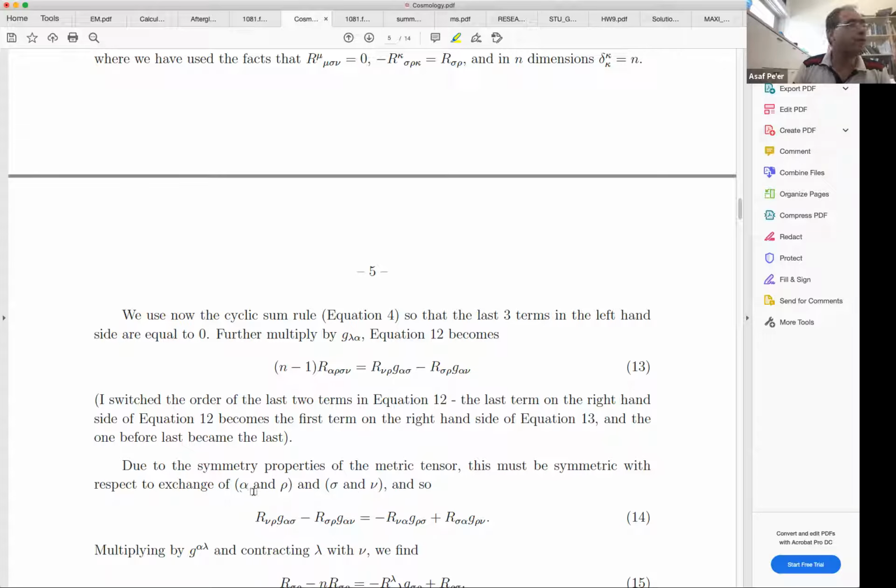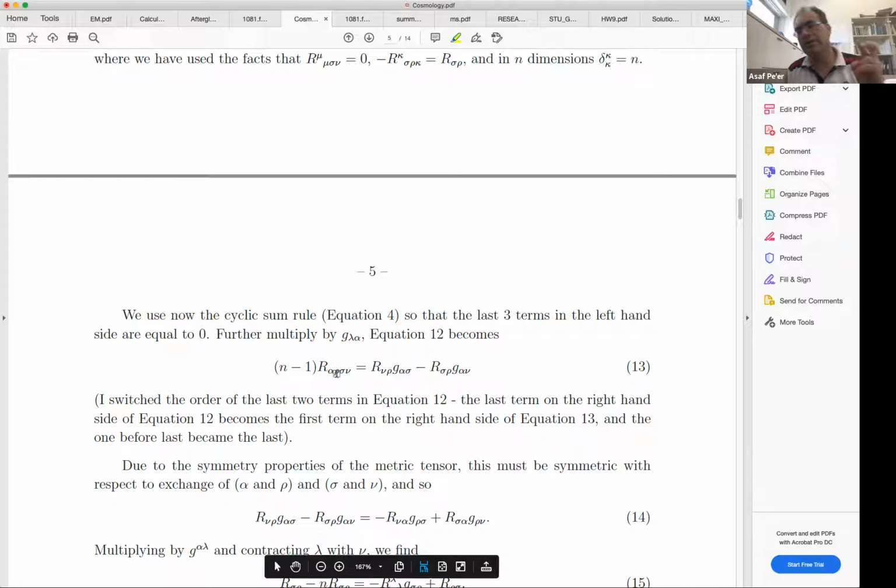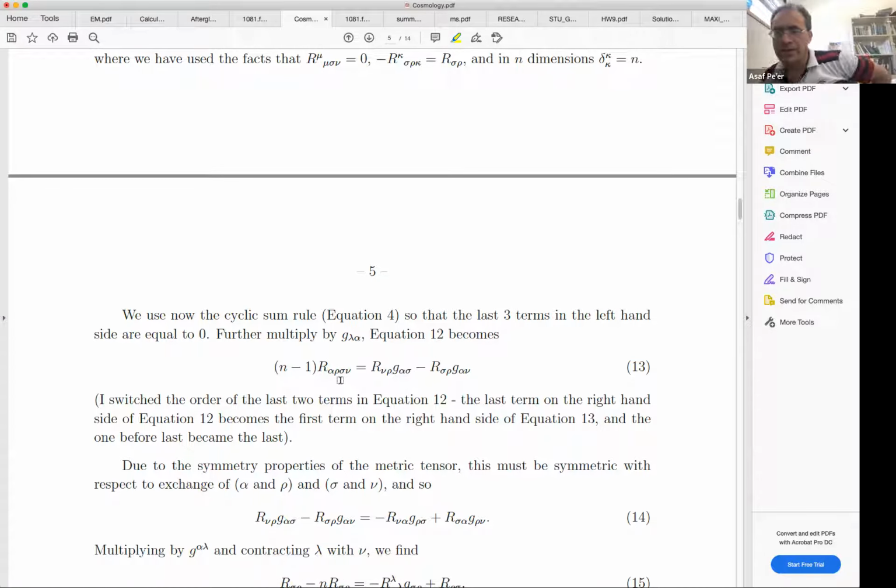When I switch the order of alpha and rho, then I'll have a minus R nu alpha g rho sigma. I switch the alpha and rho, and then a plus R sigma alpha g rho nu. Again, I switch the order of rho and sigma, and I use the fact that the Riemann tensor, when I switch the first two indices, gets a minus sign. Yeah?